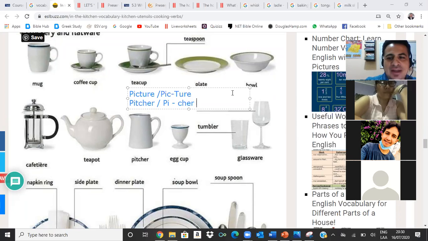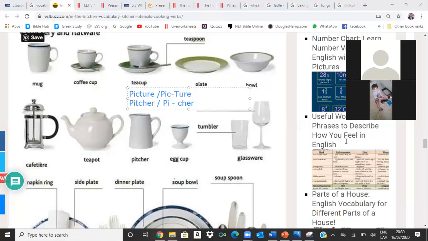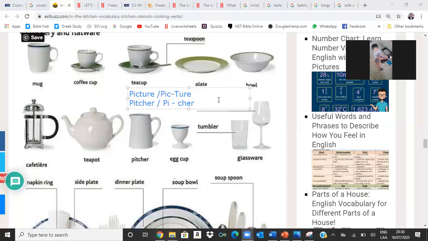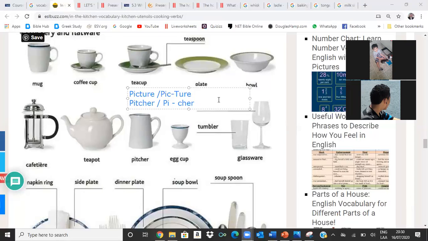Okay, Rafael, let me see. Pronunciation. Rafa, ¿estás ahí? Rafa, ¿se durmió? Okay, Vladimir, are you there? Yes, I'm here. Repeat. Picture, pitcher. Ajá, casi, right? This one is pick. Ponle como una K. Picture. Pitcher. Ahí está. Lo que no tiene es ese sonido de K. Picture and pitcher. There you go. Very good. Okay. Thank you. Let's continue. Let's see, what else we have?